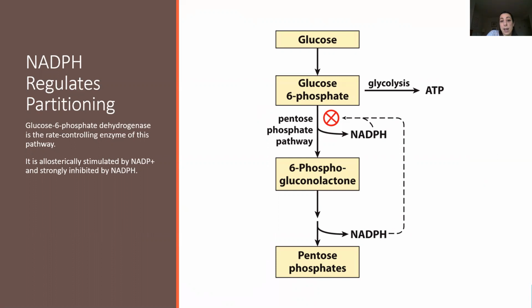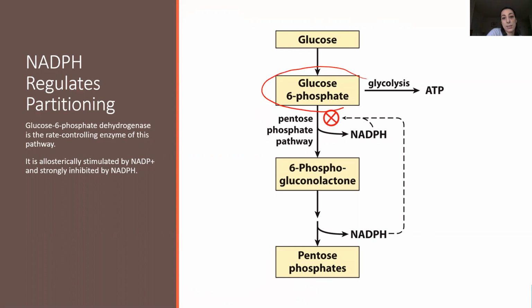Glucose 6-phosphate dehydrogenase, the molecule that is rate controlling of breaking down our glucose 6-phosphate, is the controlling enzyme here. It is going to be stimulated by NADP plus and inhibited very strongly by NADPH. So NADP plus will stimulate it. NADPH will strongly inhibit it.